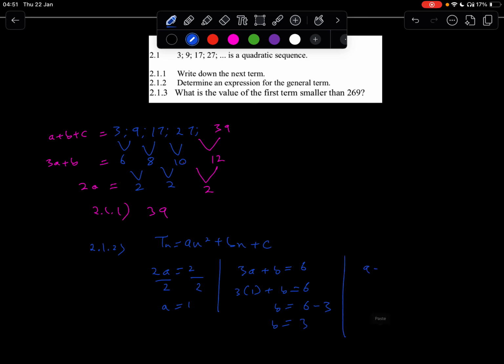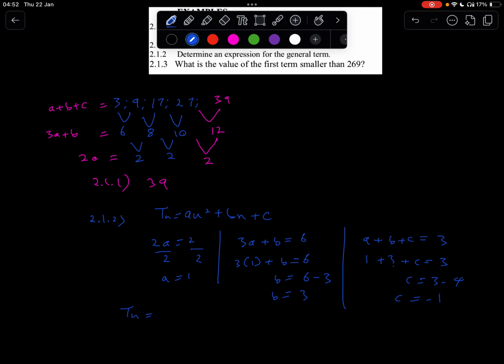And then lastly, a plus b plus c equals 3. A is 1, b is positive 3, that's 1 plus 3, that's 4. We take the 4 to the right hand side, it changes sign, that's minus 4. We've got c equals negative 1. So the general term is n squared plus 3n minus 1.